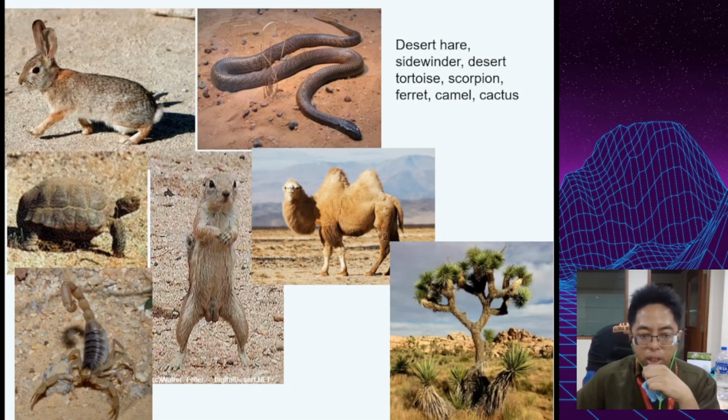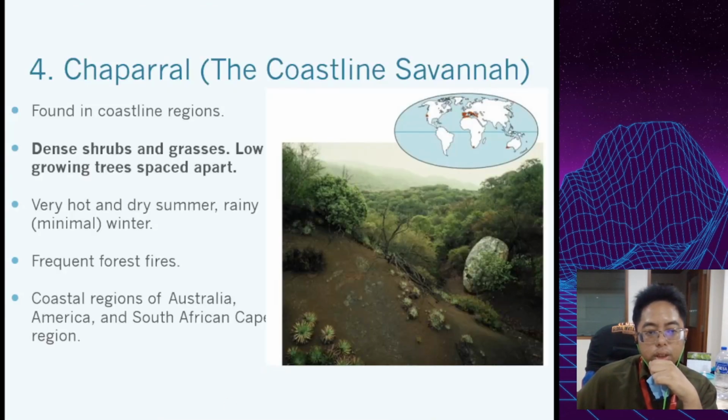So here are many of the desert animals. You have the hare, the sidewinder, the desert tortoise, scorpion, ferret, camel, and also cactus.